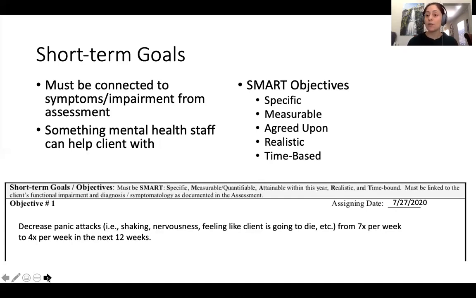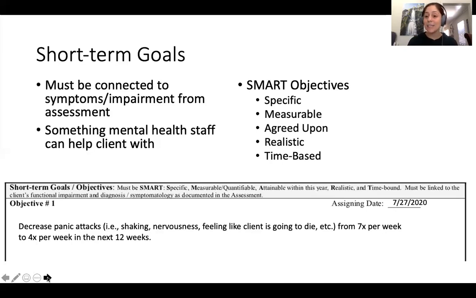The SMART objective should also be realistic. It should be reasonable for the client to achieve. Reducing panic attacks from 10 times a day to 1 time a day is not realistic, and you're setting the client up to fail. So make it realistic. In this case, I've gone 7 to 4, which seems realistic to me. But again, you would want to make sure that it is something your client agrees to. Do they think they can get the panic attacks to 4? If not, change it to what they agree to. Maybe it's 6.